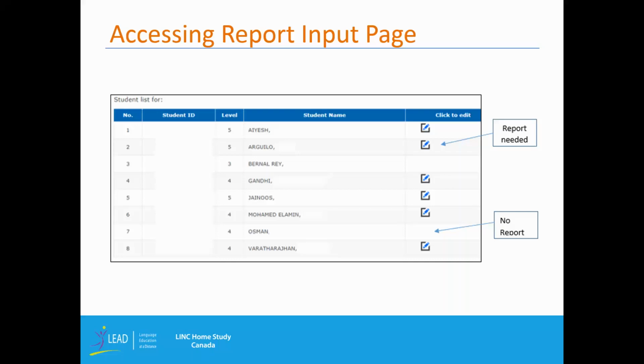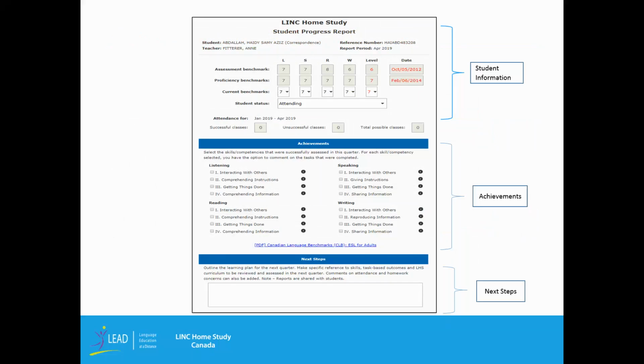If a student requires a report, click on the edit icon beside his or her name. This will direct you to the Student Progress Report input page. The SPR is divided into three main sections: student information, achievements, and next steps. We will now review each of these sections separately.